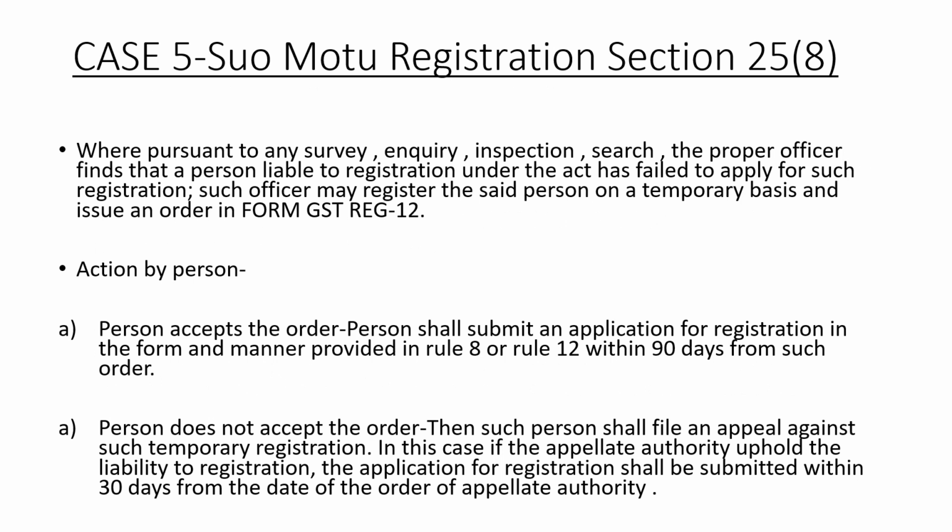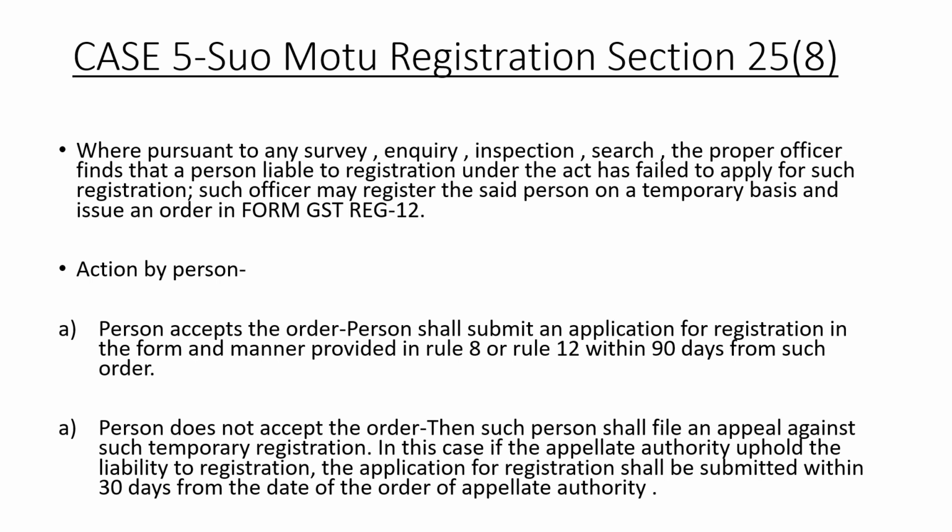The fifth type of registration under the CGST Act is suo motu registration, which falls under Section 25 subsection 8, where pursuant to any survey, inquiry, inspection or search, the proper officer finds that a person liable to registration under the Act has failed to apply for registration. Such officer may register the said person on a temporary basis and issue an order in form GST REG/12. If the person accepts the order, the person shall submit an application for registration in the form and manner provided in Rule 8 or Rule 12 within 90 days from such order.